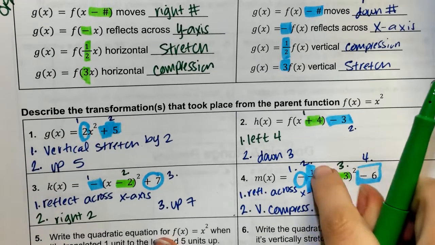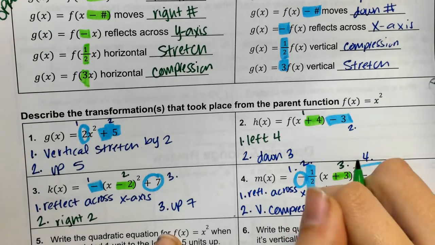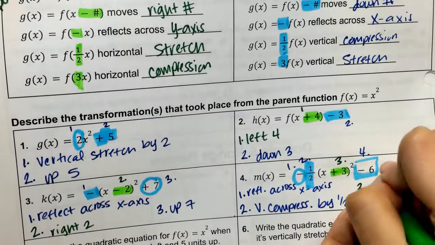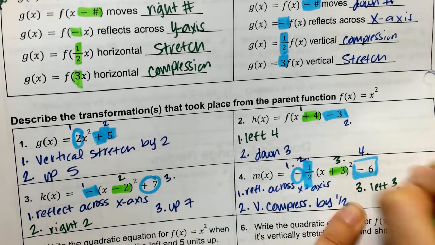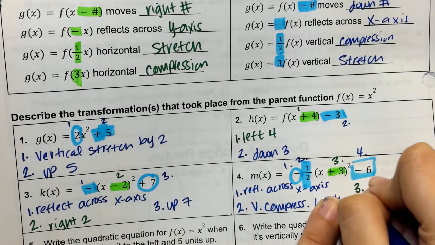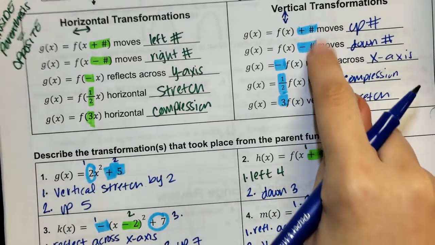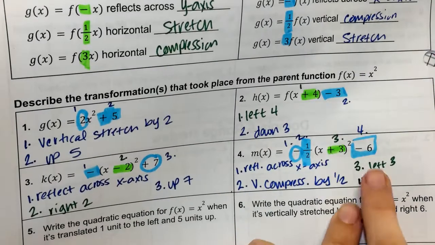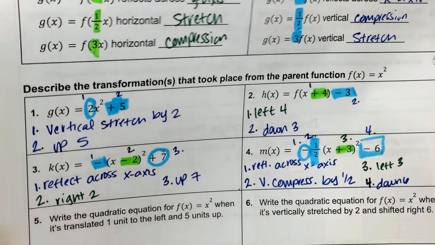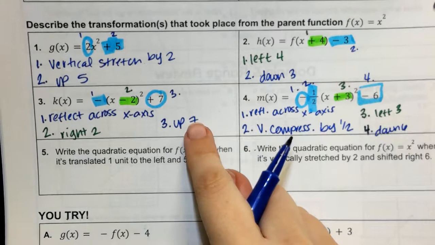Transformation 3 is inside the parentheses, which is why I color-coded it green. Plus 3 means I'm going to be opposite, so I'm going to go left 3. Final transformation is not inside, it's outside, but it's after. Well, the ones that are after are here. It's minus, so I'm going to go down 6. So that's how you write transformations from an equation.